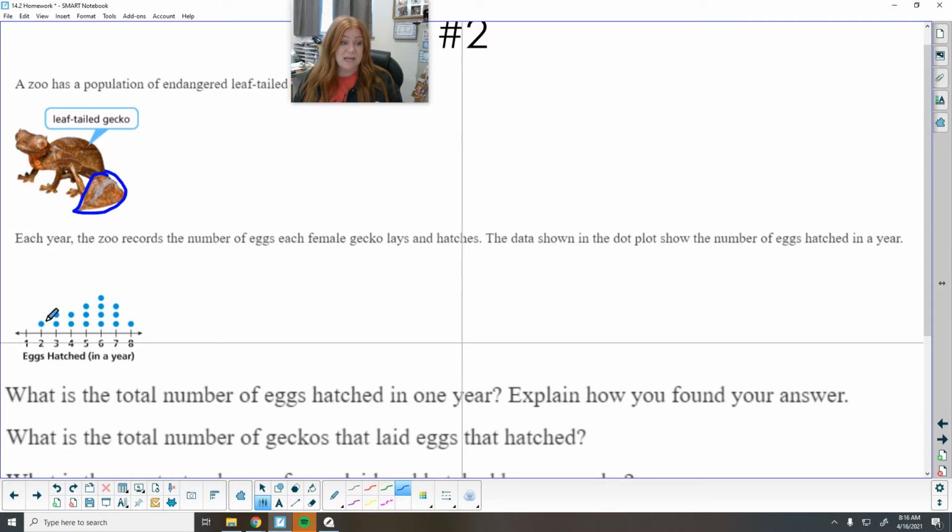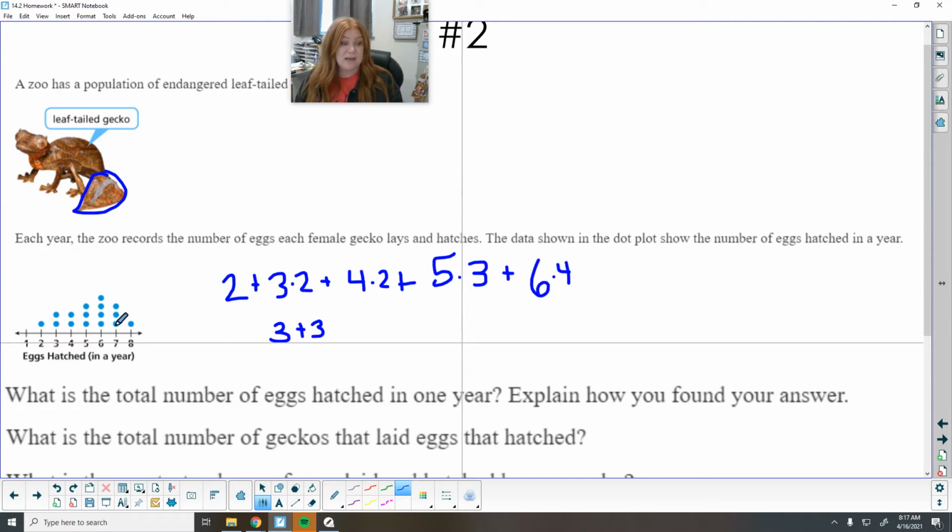So every dot is representing a gecko that laid that many eggs. So this gecko laid 2 eggs. This one laid 3 and 3. So I can do a couple of ways. I could do 3 plus 3, or I could just say I have 3 groups of 2, and then 4 groups of 2, 5 groups of 3, so 5 times 3. And then this one has 6 groups of 4.